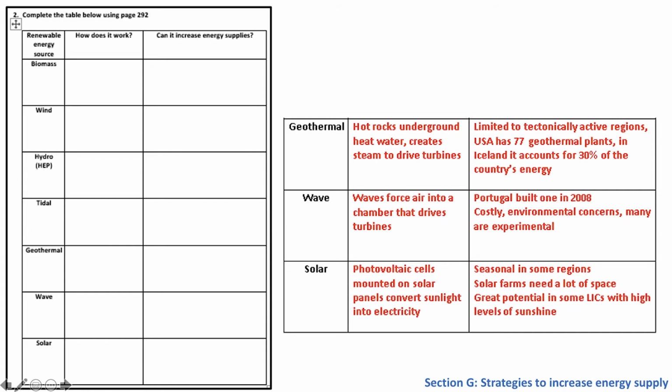And then solar energy, which requires cells mounted onto solar panels, which convert sunlight into electricity. They're largely seasonal in some regions. Solar farms need a lot of space. They have great potential in some LICs, which have high levels of sunshine. But again, in HICs, we're seeing more and more solar farms in our areas. And again, you get those NIMBYs, not in my backyard, so people that don't want to see those solar farms near where they live. However, other people will be in favour of them. Let's move on.